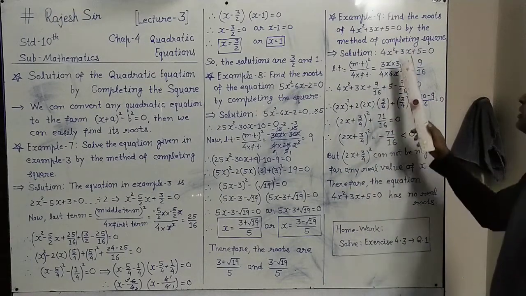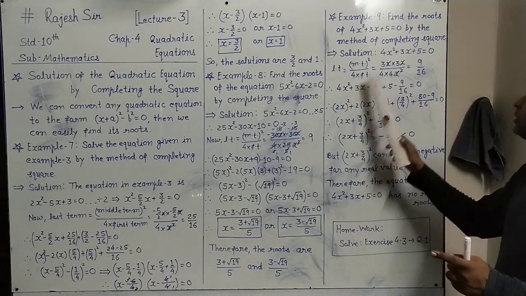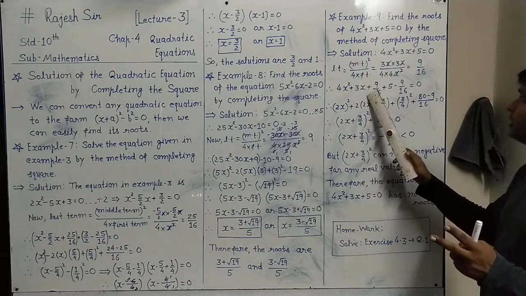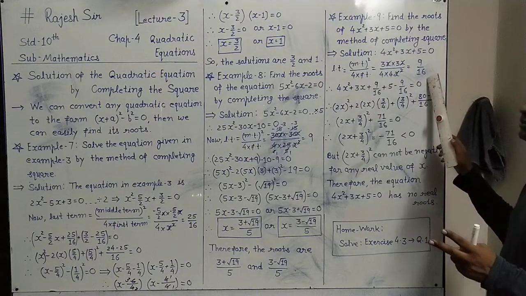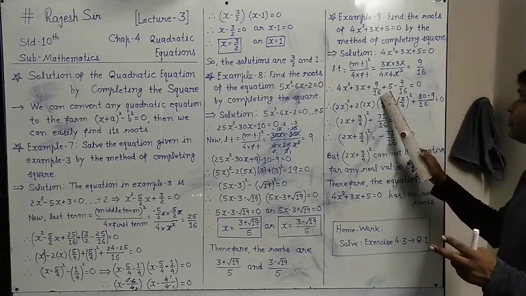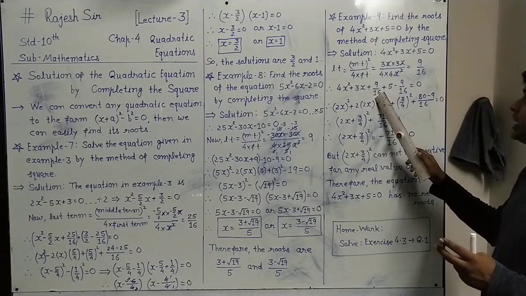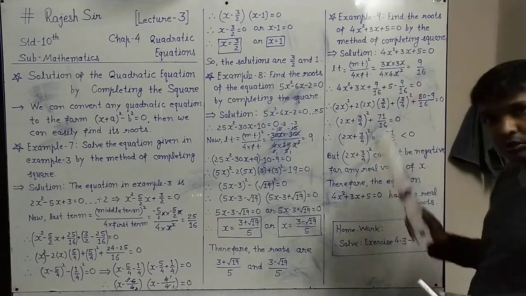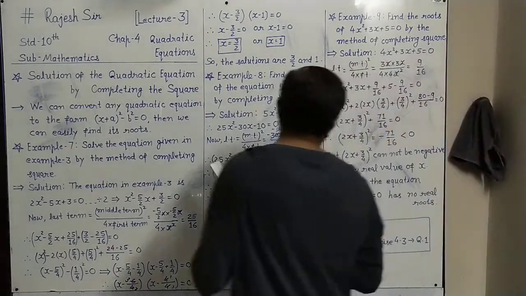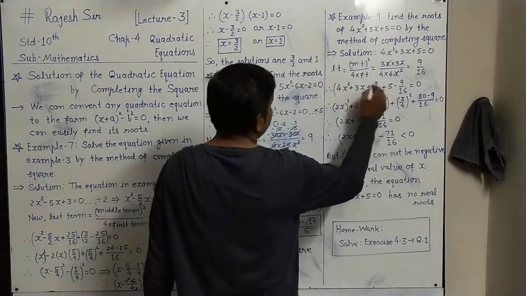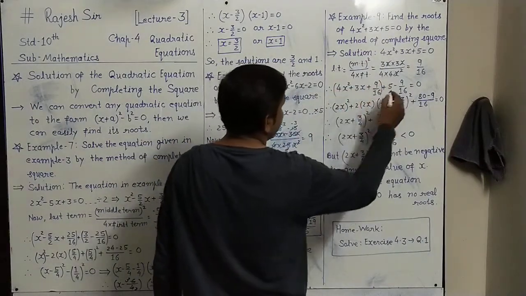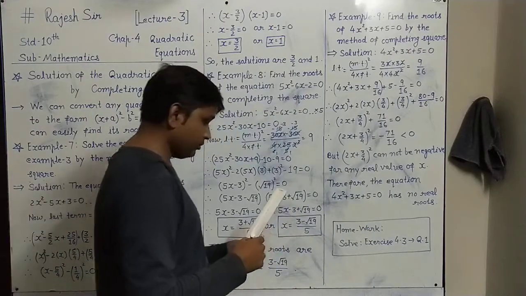So we will use 4x² as the first term, 3x as the second term, and the third term, that is the last term, we will place this. We have found 9 upon 16, and the remaining 5 that we have written, plus 9 upon 16 was added here, so minus 9 upon 16 is also added here. Now the first three terms become the perfect trinomial this way, and the remaining terms are added or subtracted.